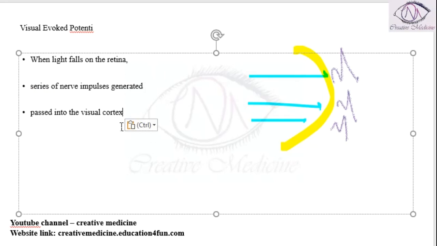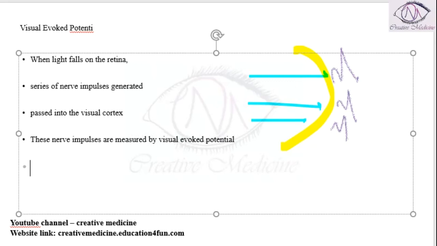So now, these nerve impulses are measured by visual evoked potential.